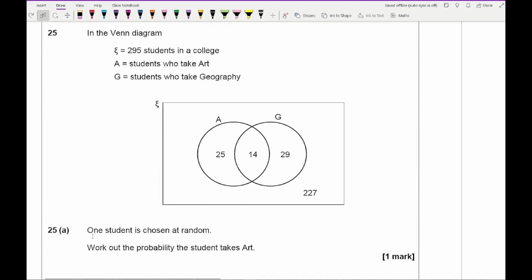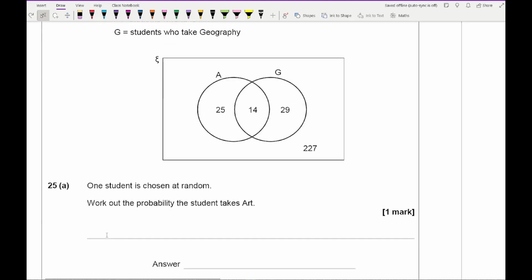Moving on to question 25, it says in the Venn diagram we've got the total number of students is 295. A represents the students who take art and G represents the students who take geography. For question A, it says one student is chosen at random. Work out the probability that the student takes art. So for this, we want art. So art is this yellow part here. So there are 25 plus 14, which is 39, out of a total of 295 students.